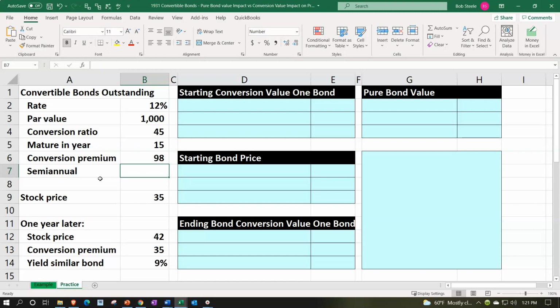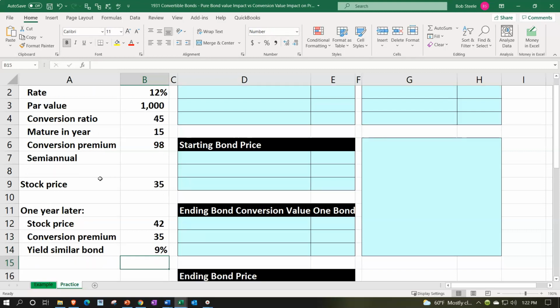Then they are semi-annual bonds, meaning the interest is paid semi-annually. The stock price is $35. So at this point, the stock is selling for $35. If we were to convert the bonds, in other words, the stock that we're converting to is currently selling for that $35. One year later, we're going to assume the stock price goes up to $42, conversion premium at $35 at that point in time, and the yield for similar bonds is at 9%.